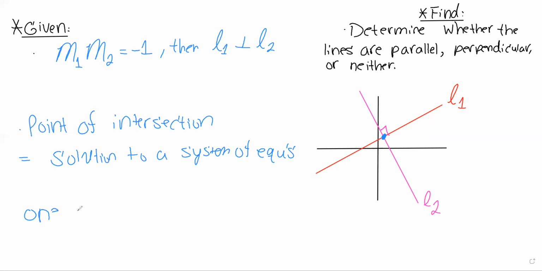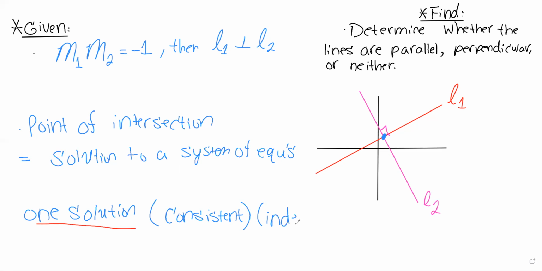They cross at one point. So in terms of systems of equations, this is our conclusion. We have one solution. If we have a solution, that means the system is consistent. And the lines are not the same object. They are different lines with different y-intercepts. So it's an independent system.